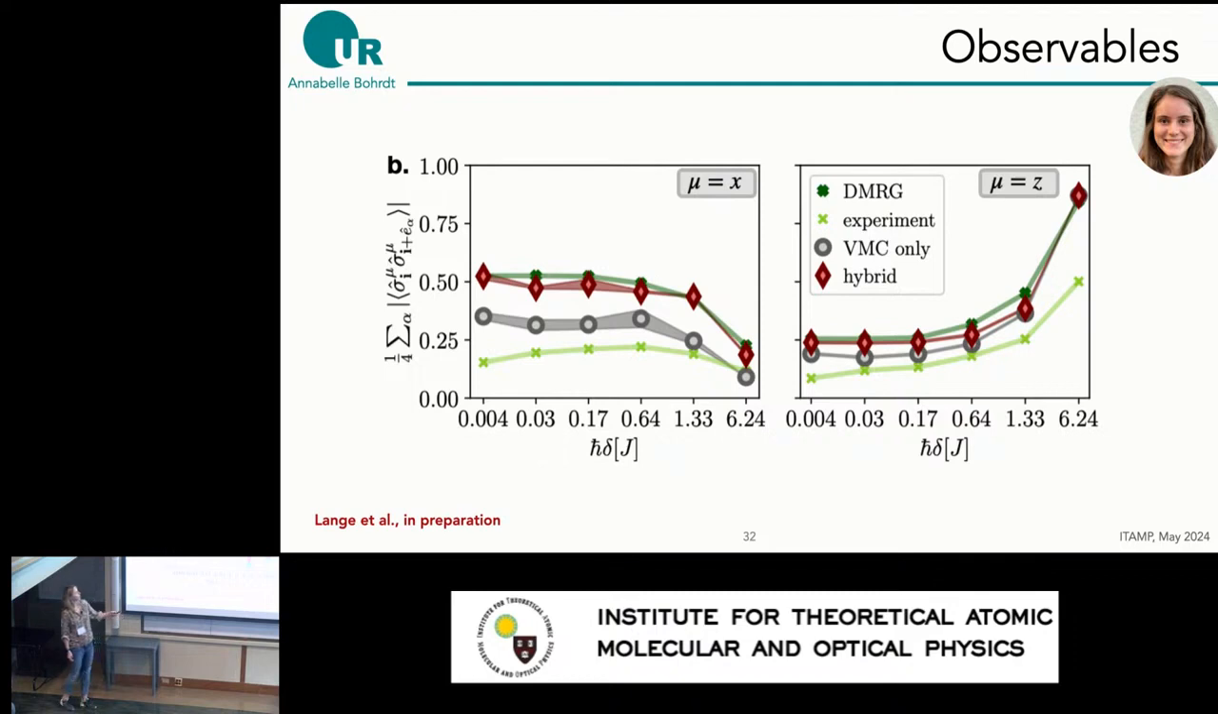Then you can use your transformer neural quantum state and do variational Monte Carlo only, and you get the gray line. So you're doing, I would say, somewhat better than the experiment, but still it's not that great. But now if you combine these two things, your neural quantum state with the experimental data, you come extremely close to what it should be, and you get a much better result than each of them.